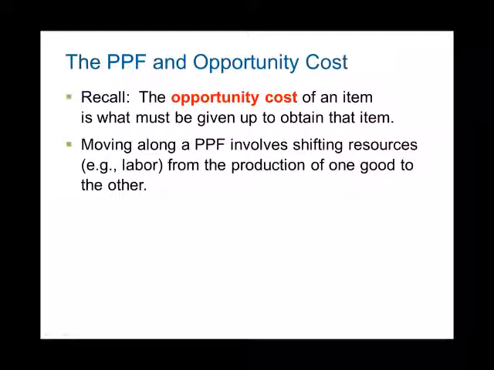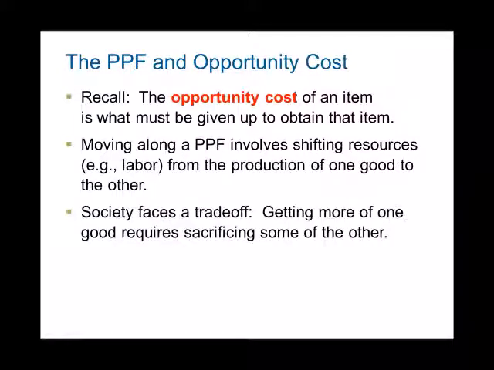So if I want to produce more of one product in this economy and less of the other, supposing I want to produce more computers and less wheat, that means that I have to move production from one good to the other. So I need to move resources, or labor in this case, from the production of wheat to the production of computers. So in this case, the society is facing a trade-off. If I want more computers, I can't just get more computers. I need to give up the production of something else in order to get more computers.